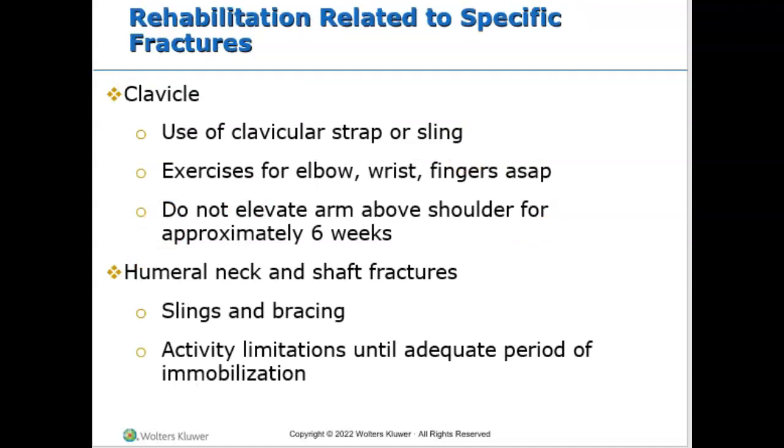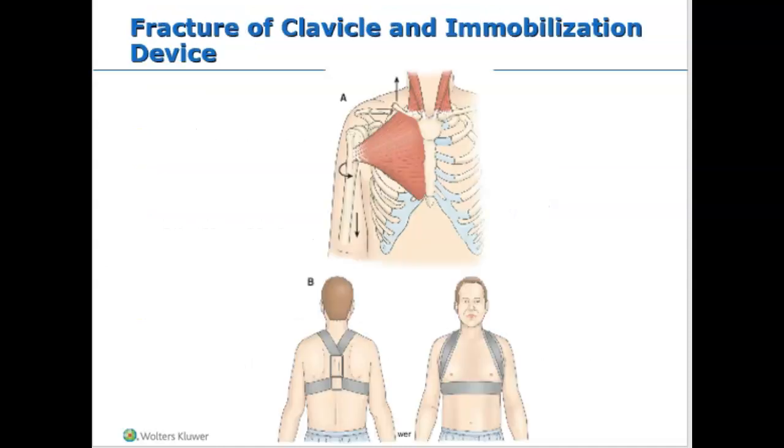Clavicle. I don't know why we're doing this because I don't know anybody with a clavicle fracture who ends up in the hospital, but just know that we're going to have exercises for the elbow, wrist, and fingers. Do not elevate the arm above the shoulder for 6 weeks. They're going to have slings or braces to limit their activity and movement until it has been adequately immobilized to heal. And there is what the fracture looks like.